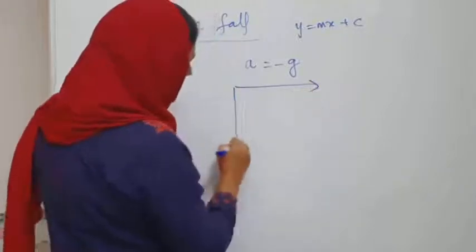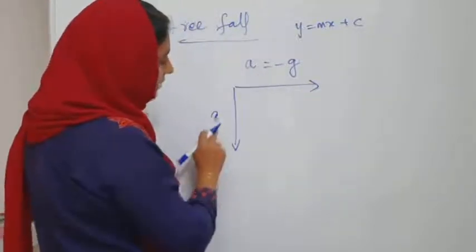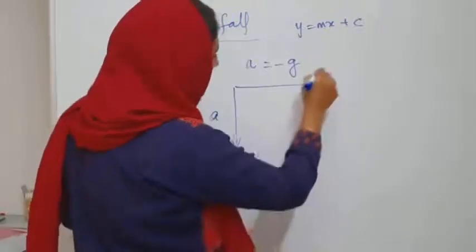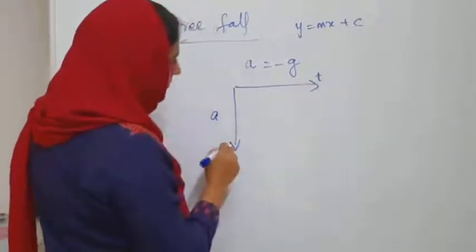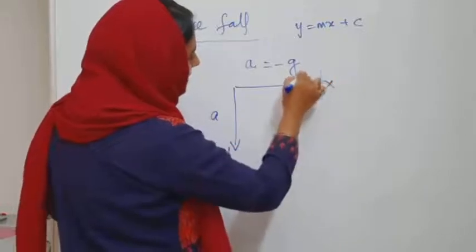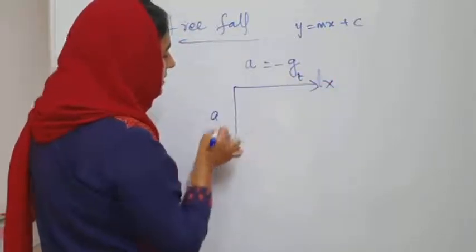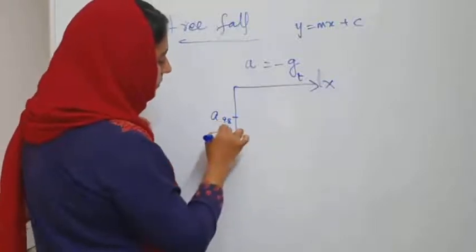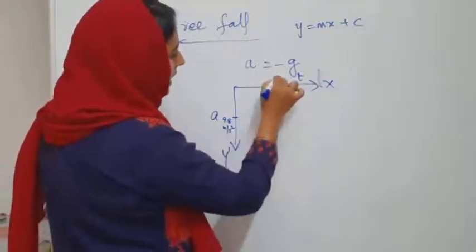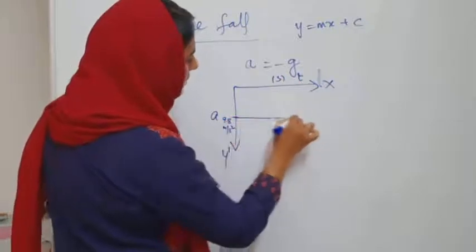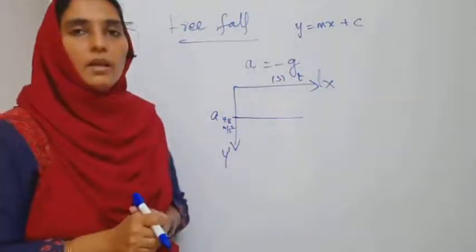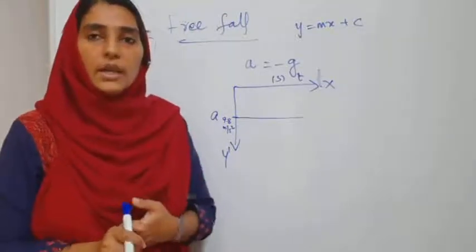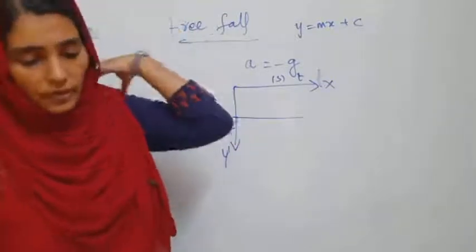If you plot an a-t graph, a is negative, so again we will consider it along the negative y axis, and this is the x axis, the time axis. What will you have? It is a constant value. Suppose this value corresponds to 9.8 meter per second square. If time is plotted in seconds, then you will have a straight line parallel to the x-axis. Okay, so this is the acceleration-time graph. So these are the three important graphs we need to know under free fall.